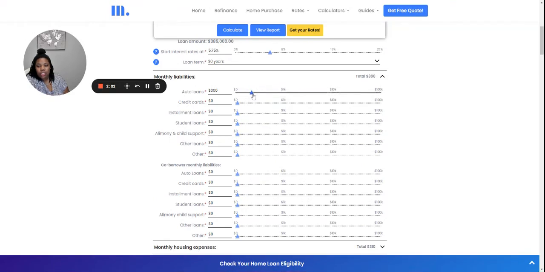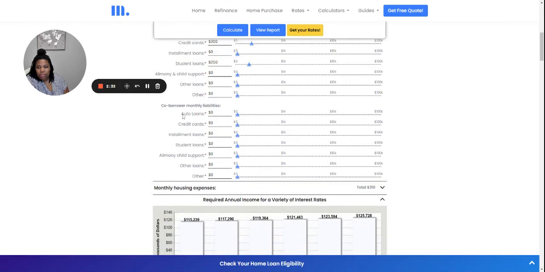So if we're looking at an auto loan, say a person has at least a $350 payment a month, that they're paying on credit cards about $300 a month, and they've got student loans, let's say $250 a month. No child support. Maybe another loan that they're paying off. And then this is a co-borrower monthly liability, so the other person on the loan.